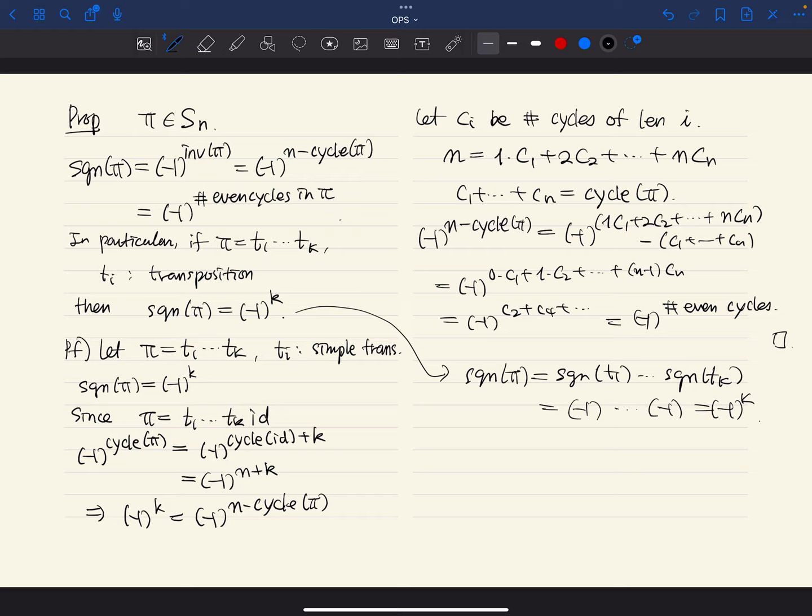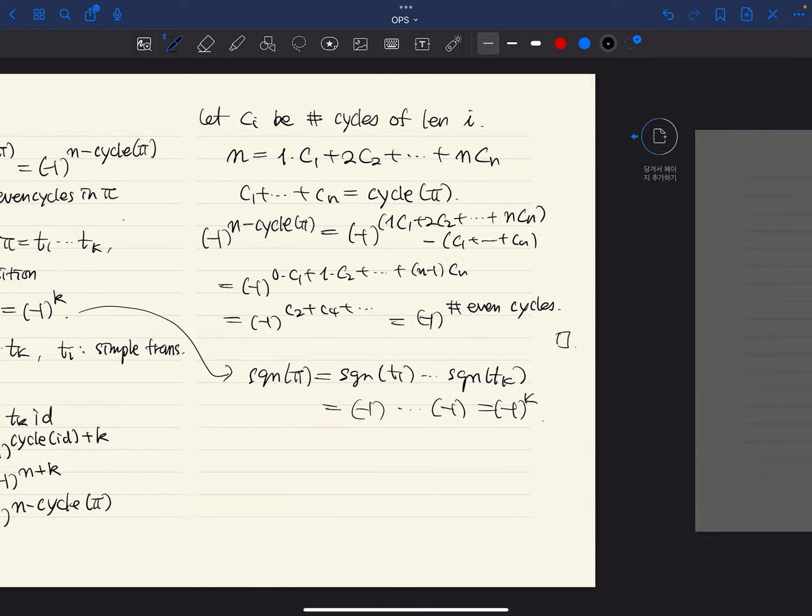We now have several equivalent definitions of the sign. This sign of a permutation will be very important when we study the determinant of a matrix, because the determinant of a matrix can be written as the sum over all permutations with a sign involved. So we will see that later.